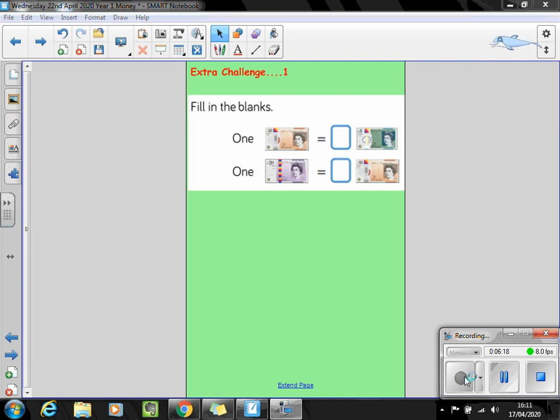If you're enjoying this learning about notes and money, you might want to challenge yourself. I've got 4 more challenges. Extra challenge 1. Have a look carefully at the calculation that's been shown. Can you fill in the blanks? Talk to your partner, talk to your adult, talk to your brother or sister about how you know what might be missing from those blank boxes.